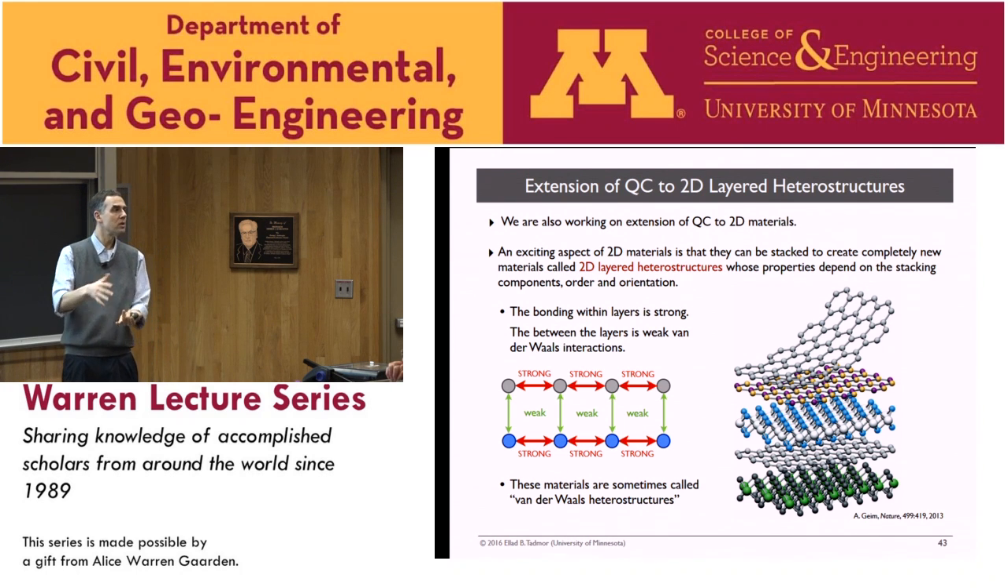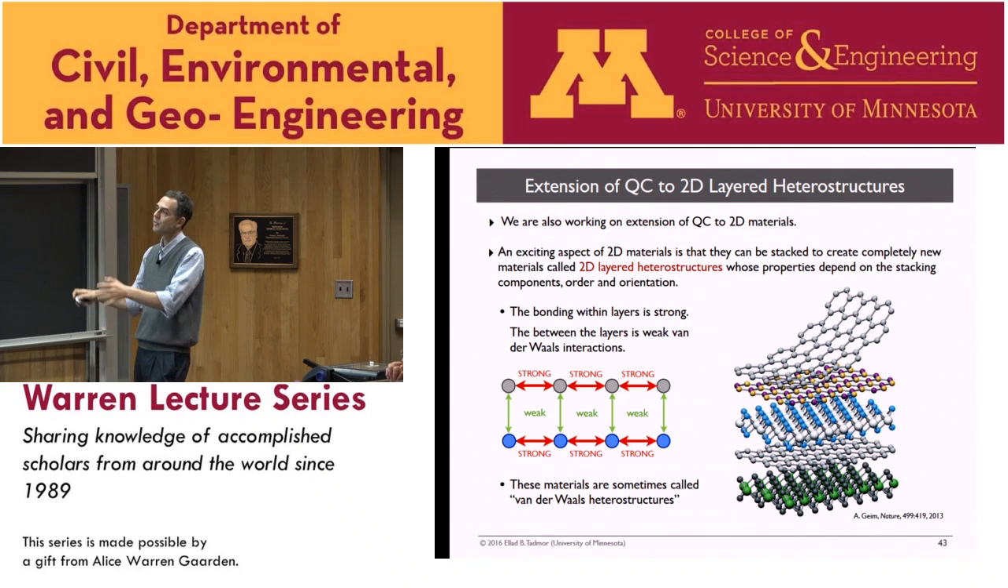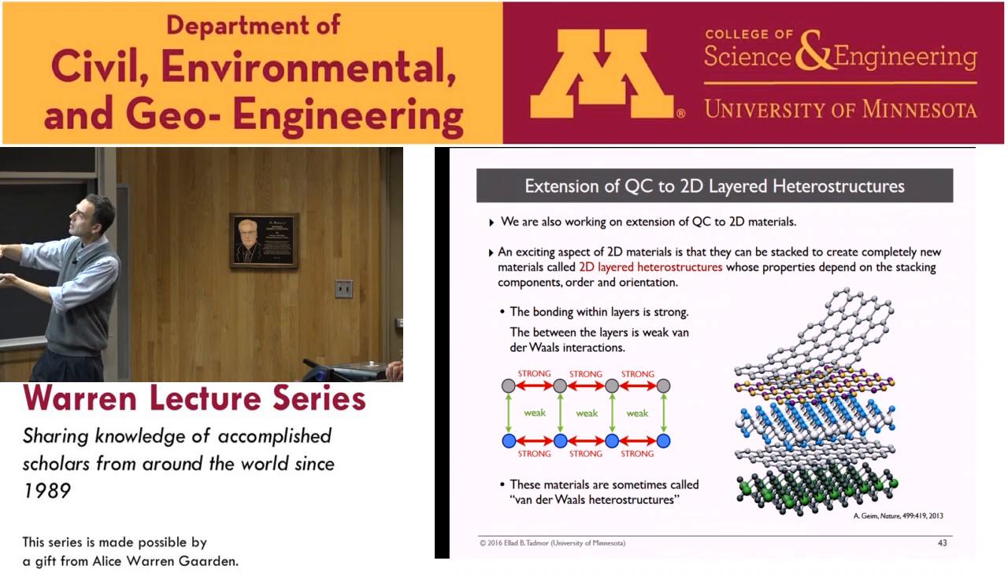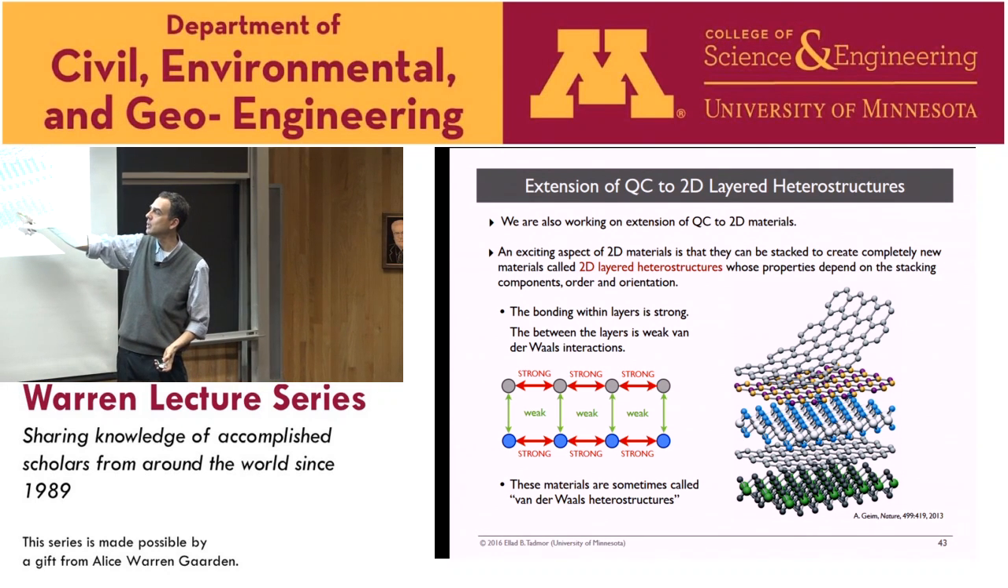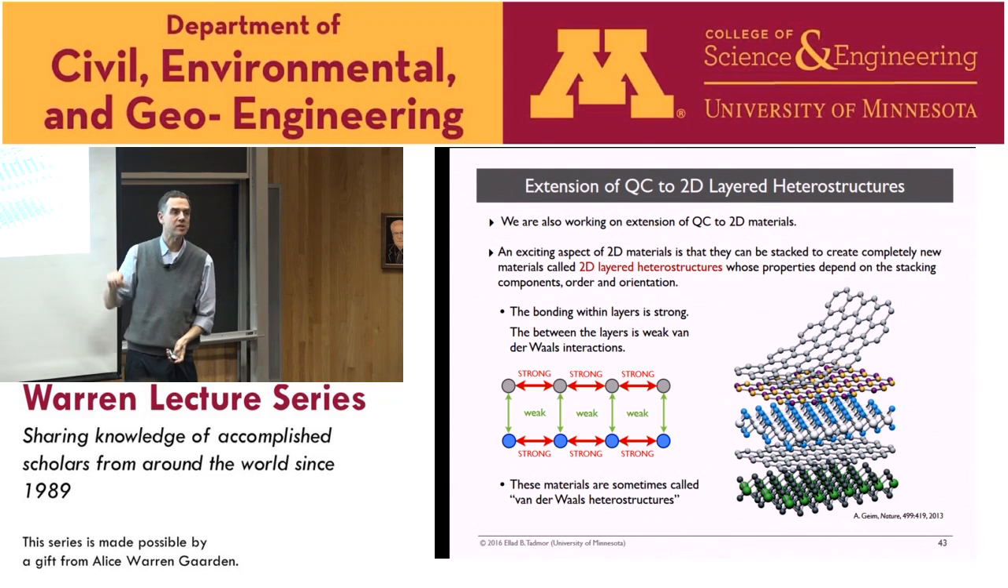It's van der Waals, very, very weak, sloppy bonding between the two of them. And so for that reason, they're sometimes called van der Waals heterostructures. And so we're trying to model what a stack of these things behaves like, and in particular, what happens if you have defects in them.